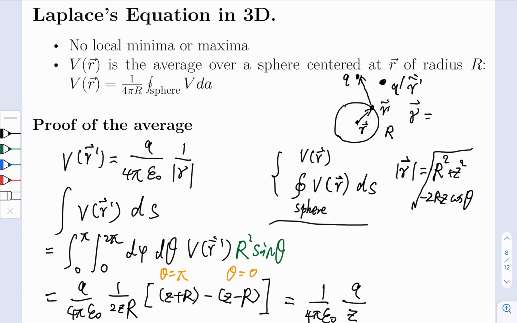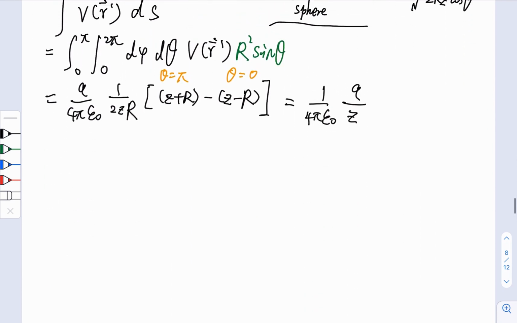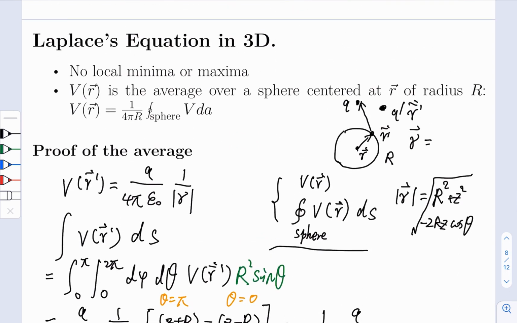And if you stare at this long enough, you can see that this is exactly the point charge potential at the R position, and that proves the average expression for a point charge. Then, using the superposition principle, we can generalize this to an arbitrary charge distribution outside. This arbitrary charge distribution can generate a very complicated potential on the surface. However, if you average this out, it will give you precisely the potential at the center of the sphere.